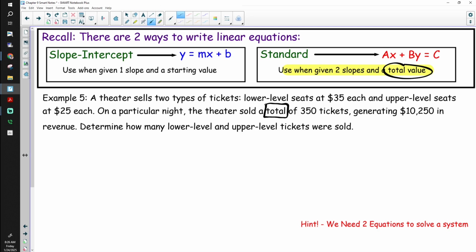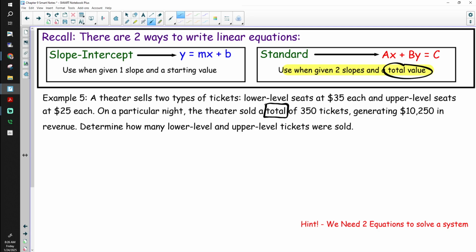Nowhere in here does it tell me a starting value. And when we look closer, you're going to see I have a lot more than one slope given to me. But in this problem, I see that I am given totals, so I know I need to use ax plus by equals c. That's what I'm looking for the first time I read a story that's about a system. I'm looking for, are they giving me starting values? At the start, you had $100, and then you gained $50 each week. That would be slope-intercept, because it gave me a starting point.